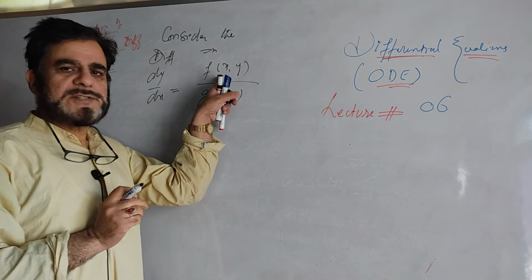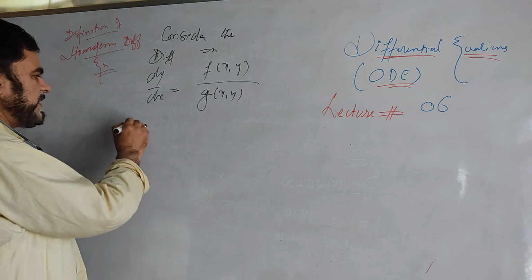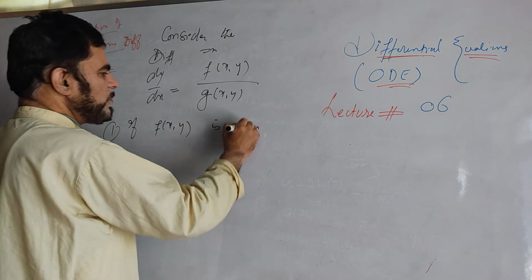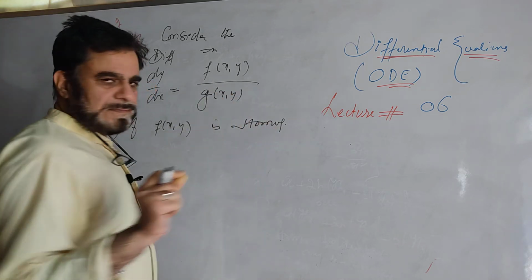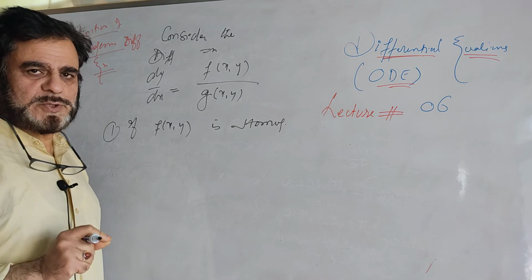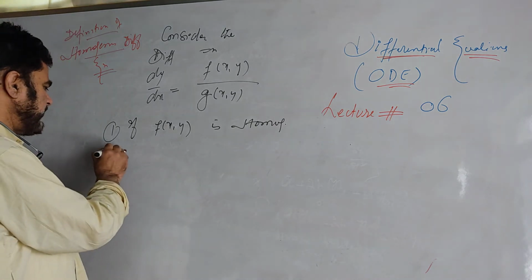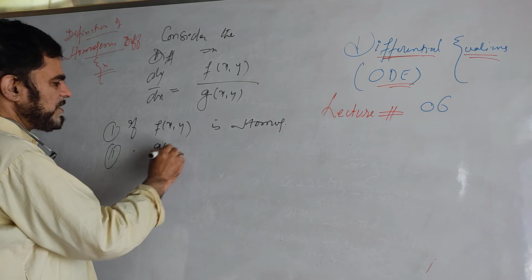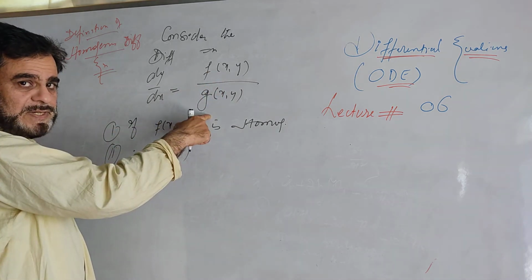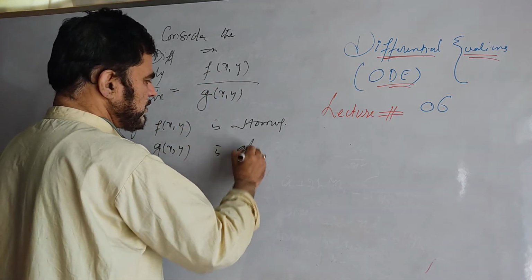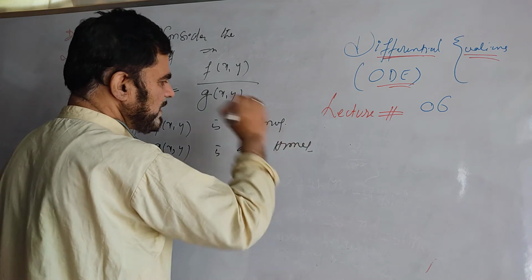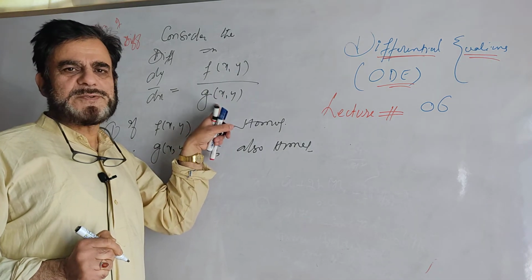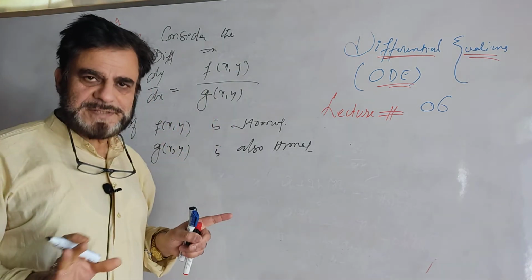First of all, you have to see, is the numerator homogeneous? Number one, f of x y is homogeneous. You have now seen how we test homogeneity. Number two, g of x y, the denominator, is also homogeneous. But if the numerator is homogeneous of degree 3 and the denominator is homogeneous of degree 2, we say our differential equation is not homogeneous.